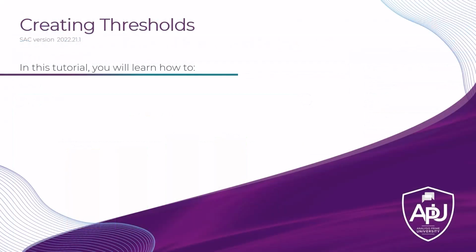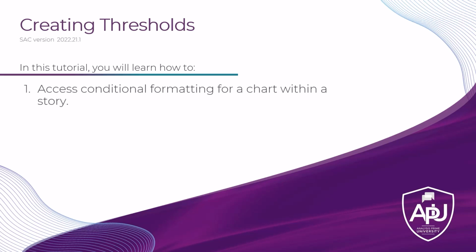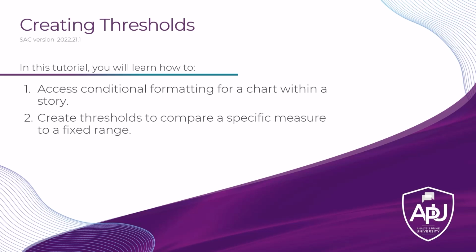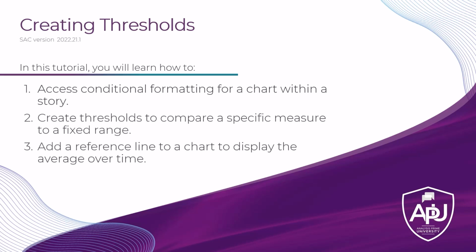In this tutorial, we covered how to access conditional formatting for a chart within a story, how to create thresholds to compare a specific measure to a fixed range, and how to add a reference line to a chart to display the average value over time.